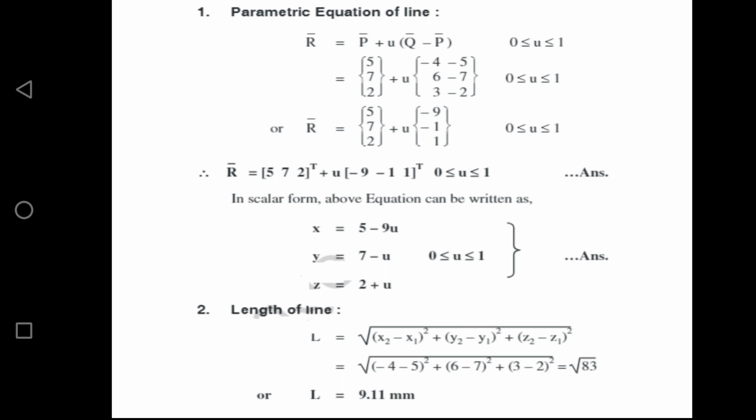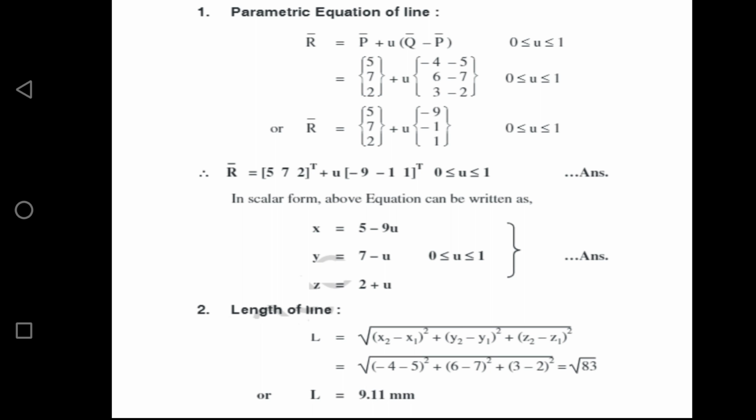So P bar has 5, 7, 2 plus u into (Q bar minus P bar). Q bar has -4, 6 and 3. So -4 minus 5, where that 5 is your P bar value; 6 minus 7, the same, y2 minus y1; and 3 minus 2, which is z2 minus z1. So R bar equal to the column matrix (5, 7, 2) plus u into the column matrix (-9, -1, 1).